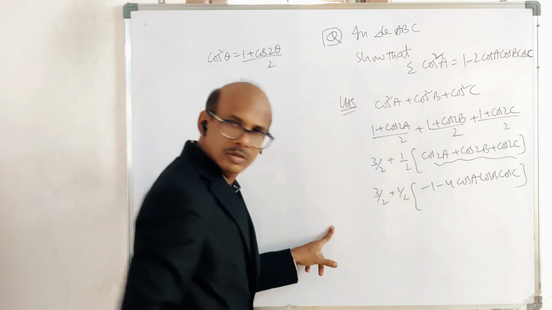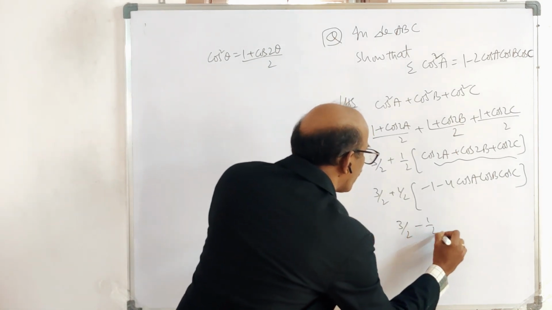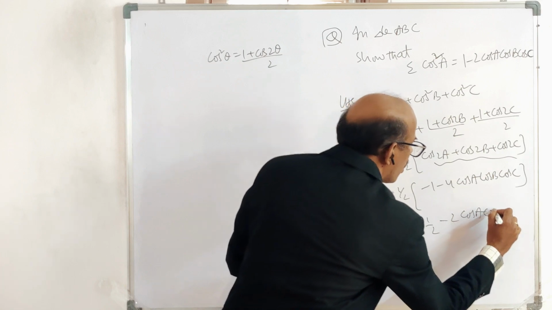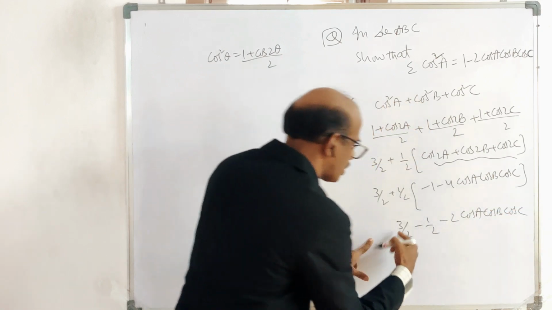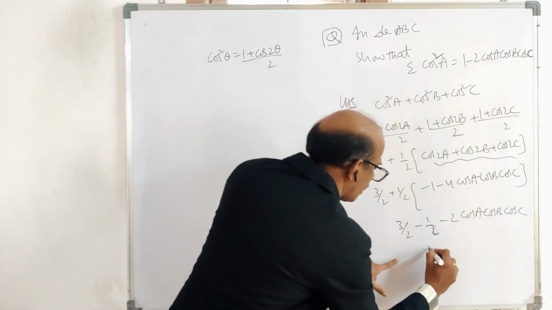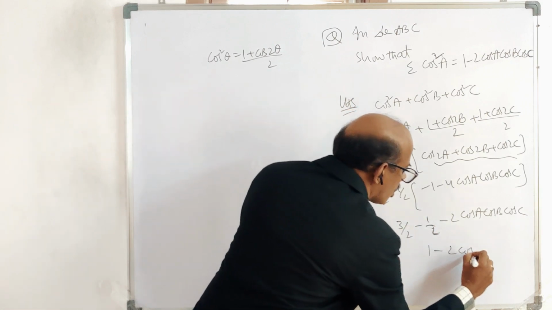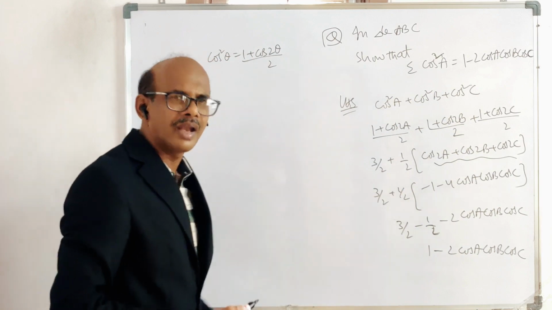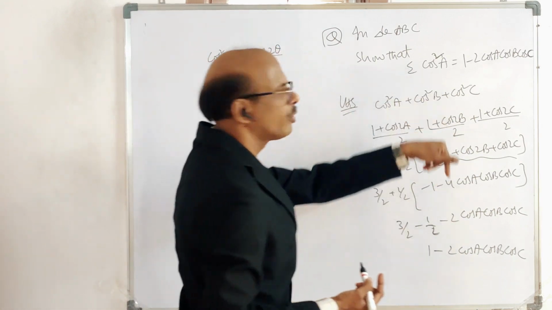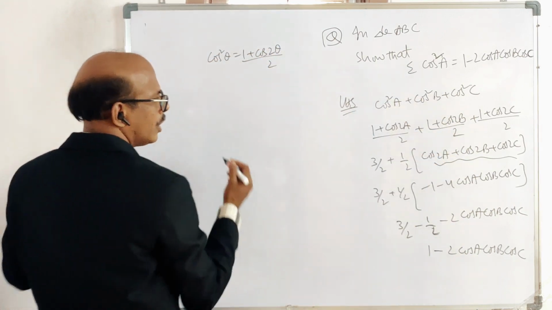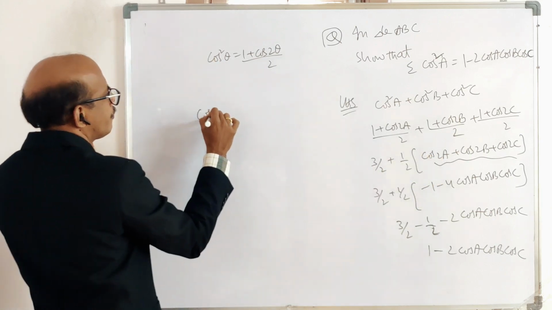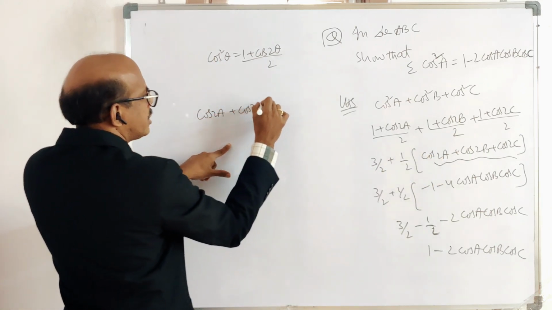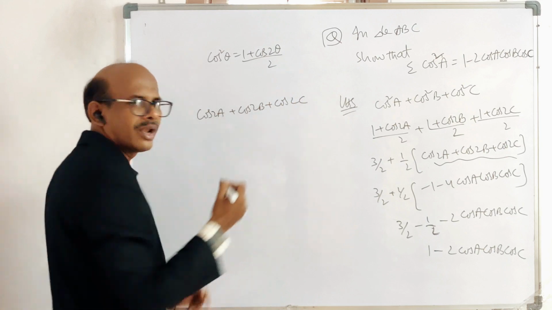Right, concentrate. So 3 by 2 minus 1 by 2 minus 2 cos A cos B cos C. So simplification, 3 by 2 minus 1 by 2, I think it will be 2 by 2, 1 minus 2 cos A cos B cos C. So definitely this is the other alternative method for proving conditional identity in a triangle. For this purpose, already it is derived, already it is proved in last video.